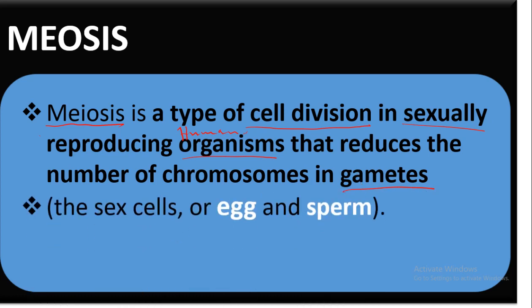Once again, gametes are just sex cells. And there are actually two types of sex cells. We have what we are calling the egg, and we also have what we are calling the sperm. These are the only two sex cells that we have in the human body, of which every human being can either produce an egg or a sperm.